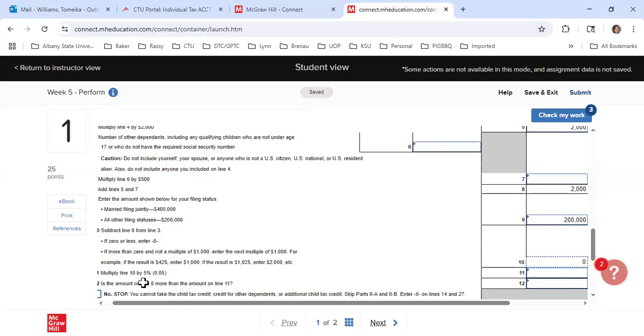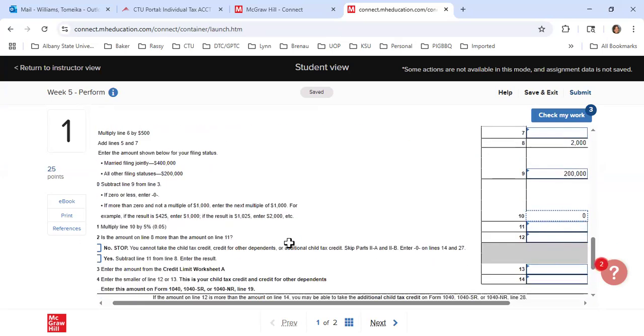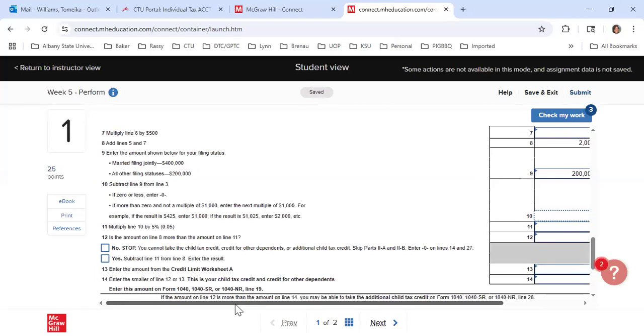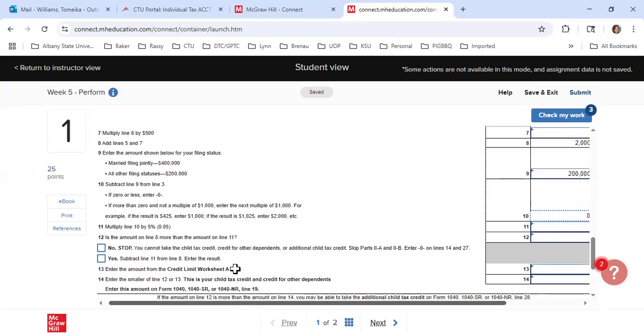Line 11 is not applicable here, but line 12 asks, is the amount on line 8 more than line 11? And of course, the answer is yes. And so we're going to bring down that 2,000 to line 12. We're also going to answer the question here: yes. You're going to check the box yes.